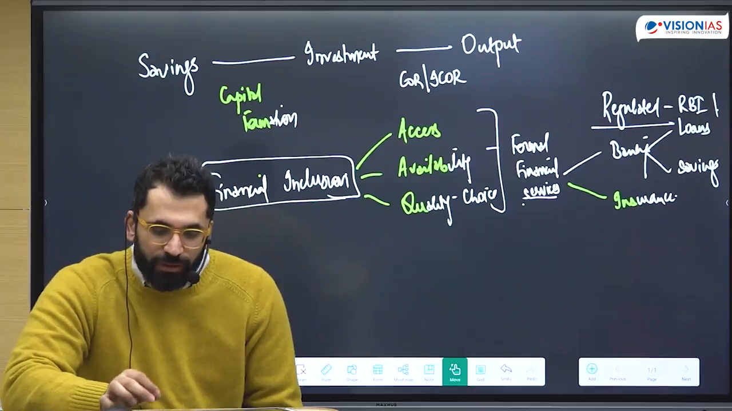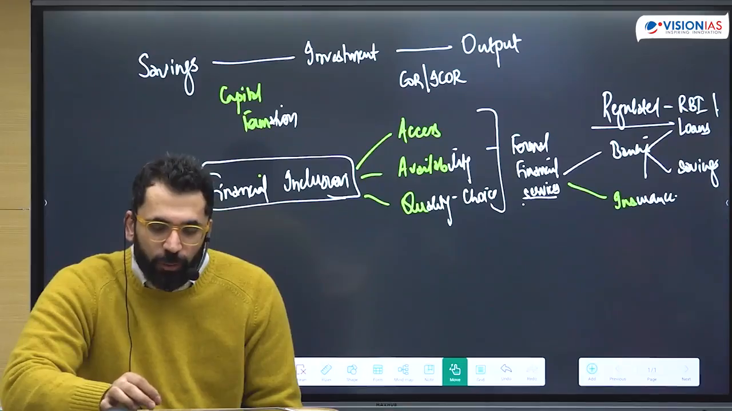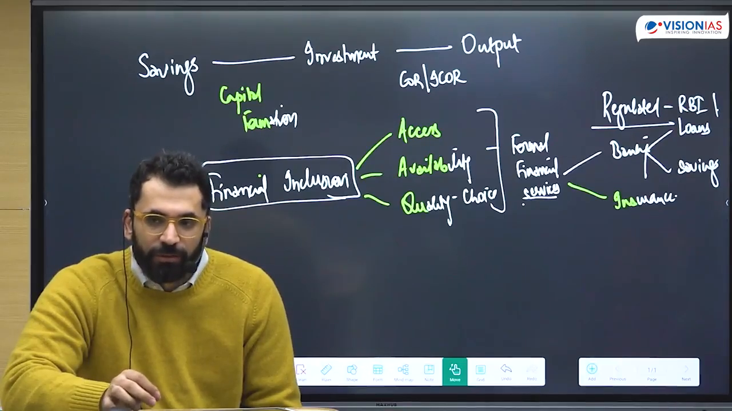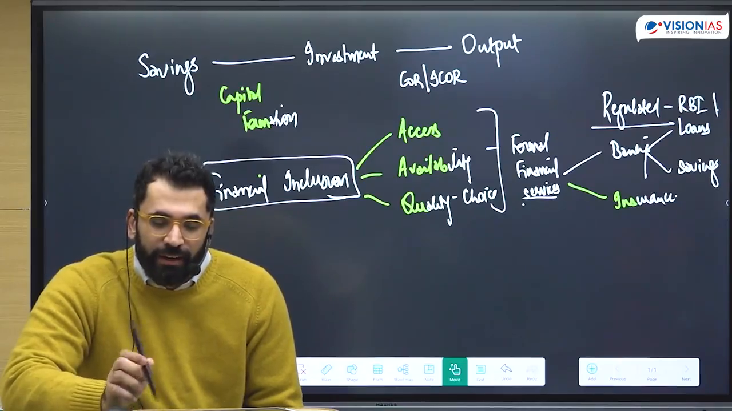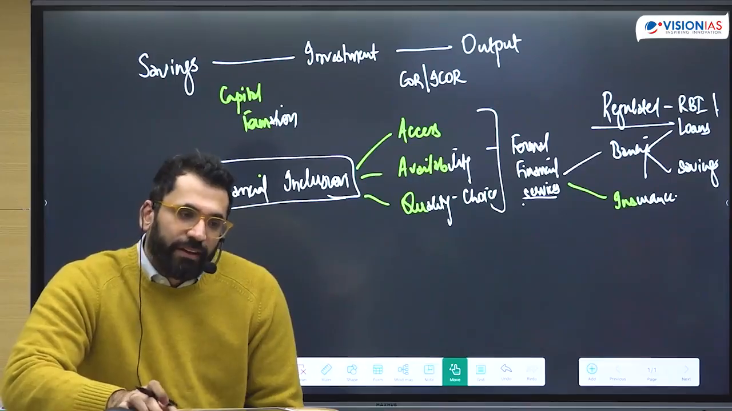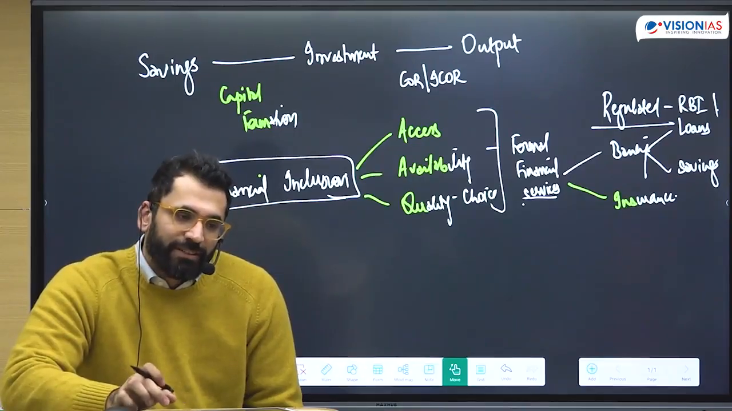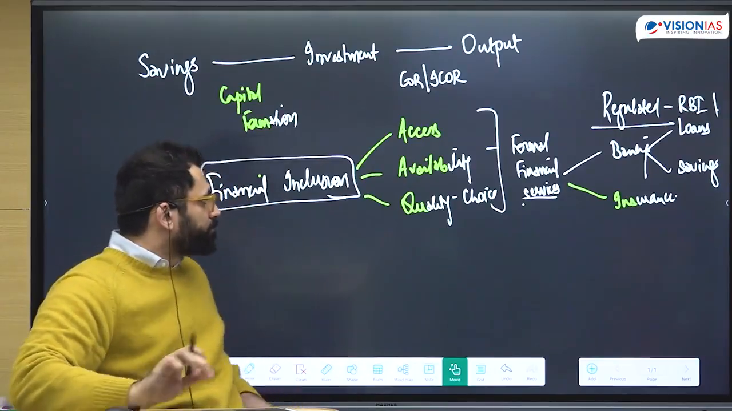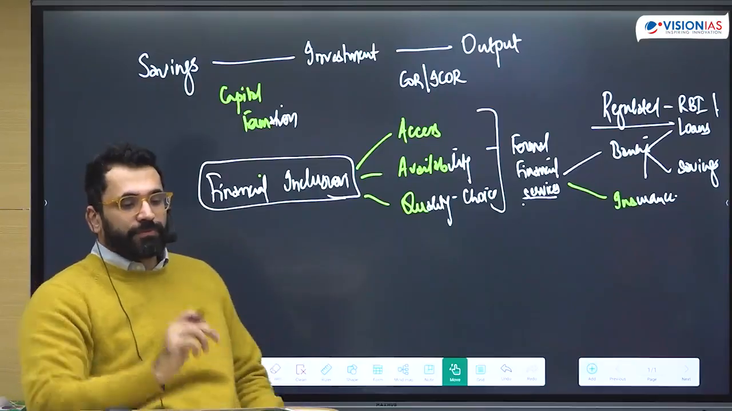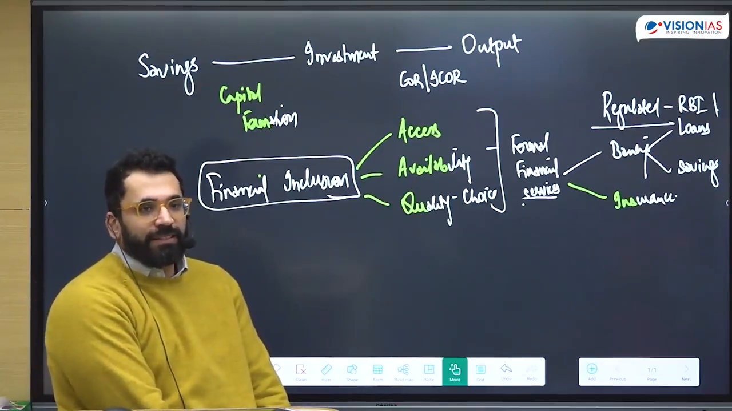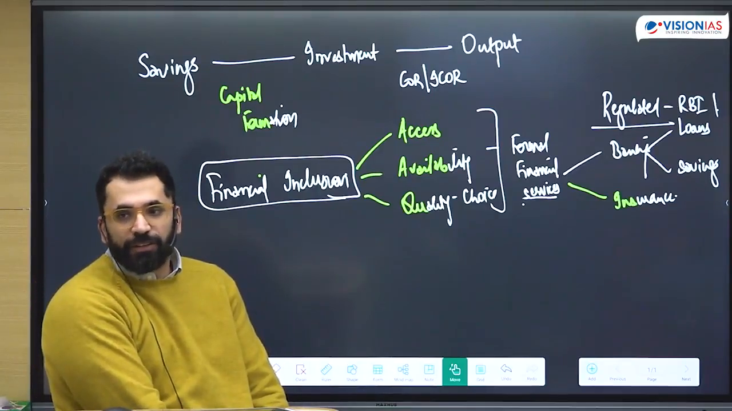With special focus on vulnerable groups and weaker sections of the society. Special focus on vulnerable groups and weaker sections of the society. Is this clear? Savings, investment and capital output ratio.